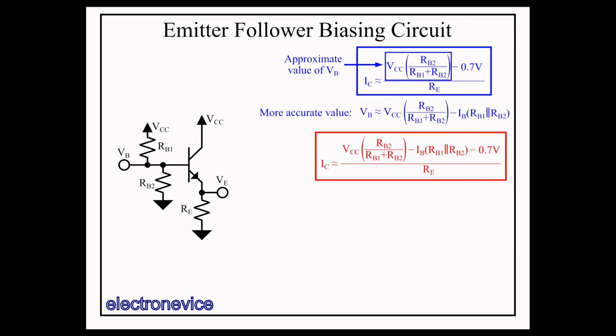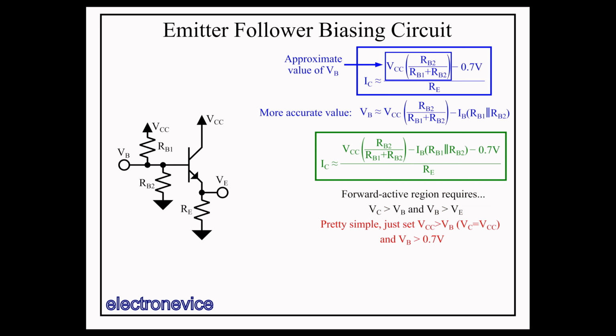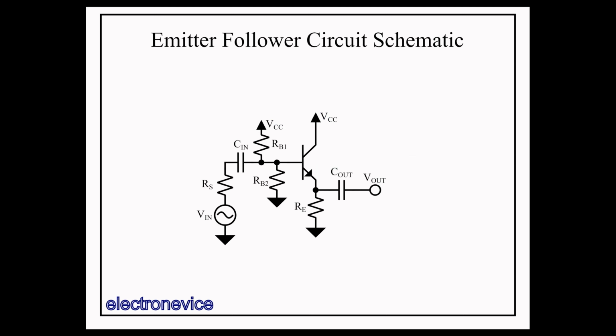Now all we need to do is ensure the transistor is in the forward active region. Recalling the definition of forward active region, we see that it's easier to ensure this transistor remains in the forward active region because we simply make sure the VB is less than VCC, since the collector voltage VC equals VCC. So now that we have IC, we can move on to the small signal model for this circuit.